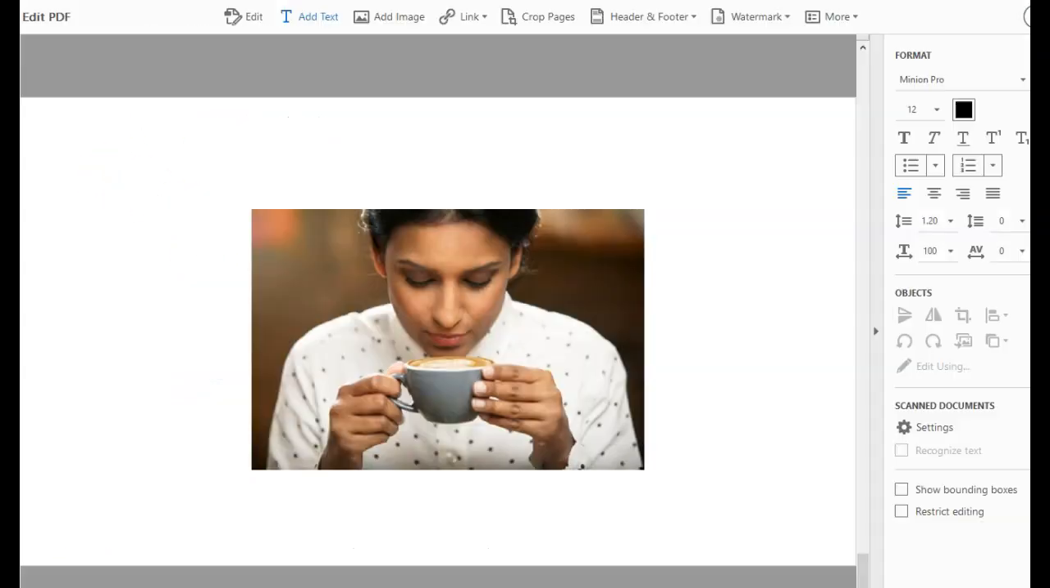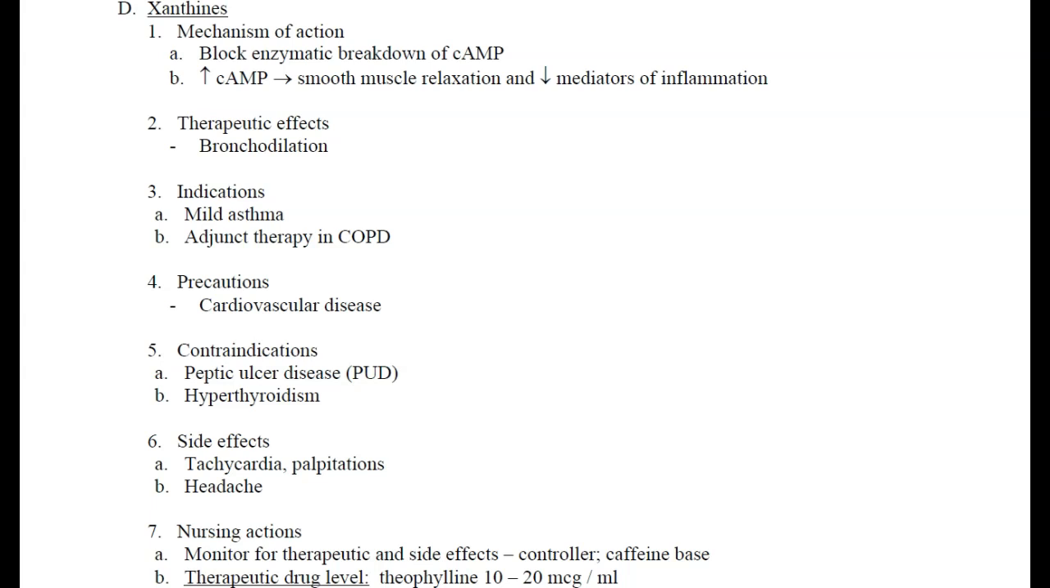Xanthines. They actually say that it's based on coffee or caffeine. That's why this is my favorite medication. No, just kidding. Xanthine is a mechanism of action, so it blocks the enzymatic breakdown of cAMP. The increase in cAMP will cause some smooth muscle relaxation and a decrease in mediators of inflammation. So the main therapeutic effect of xanthine is bronchodilation.